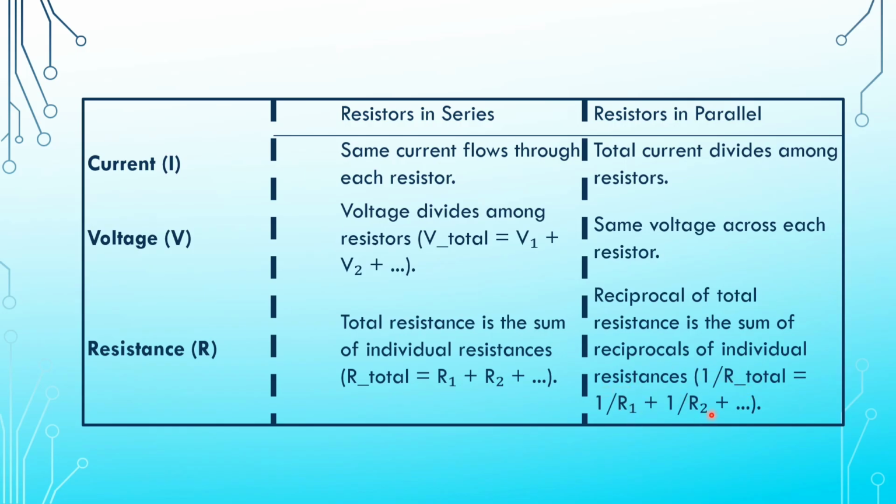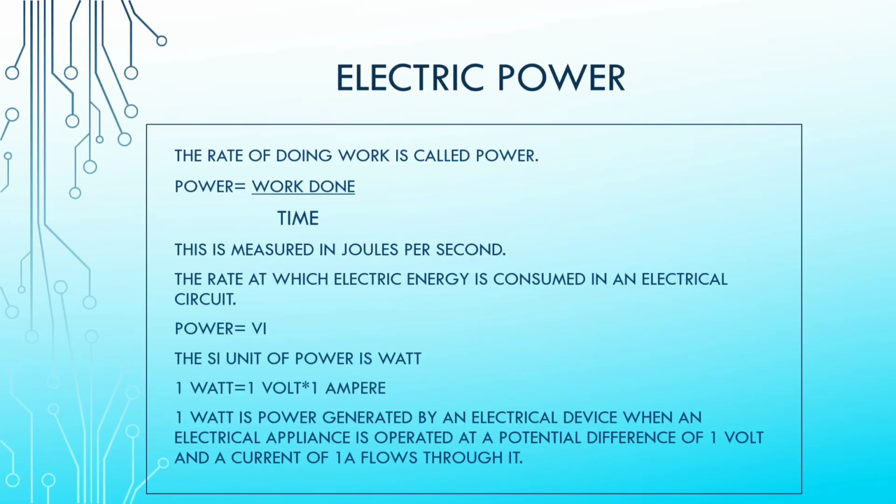Electric power. The rate of doing work is called power. So power is given by work done by time. This electric power is measured in joules per second. The rate at which electric energy is consumed in an electric circuit is the power, which is equal to VI. The SI unit of power is the watt. So 1 watt is equal to 1 volt into 1 ampere. 1 watt is the power consumed by an electrical device when it is operated at a potential difference of 1 volt and a current of 1 ampere flows through it.